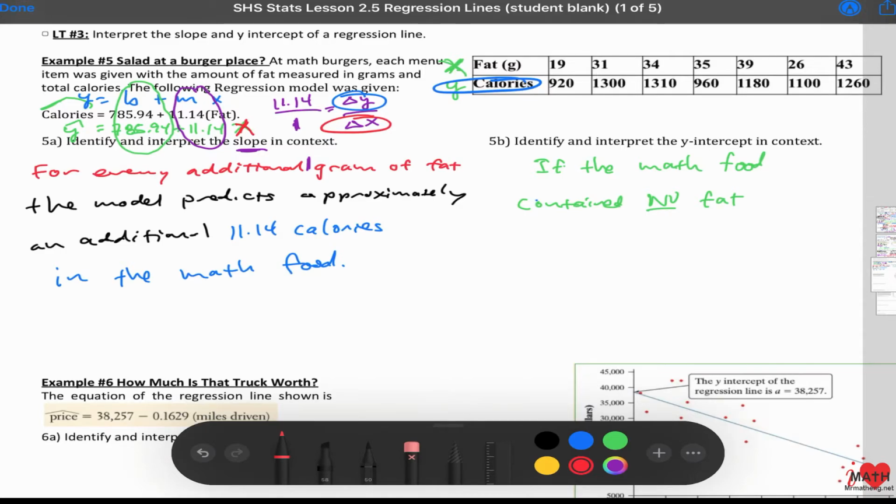So I'm thinking like a salad. That's why I titled it Salad at a Burger Place. No fat, it would still have, how many calories? Still have 785.94 calories on average.